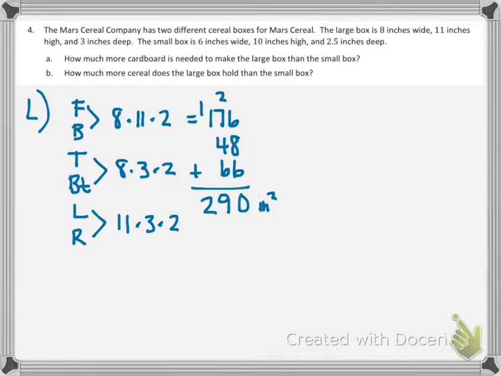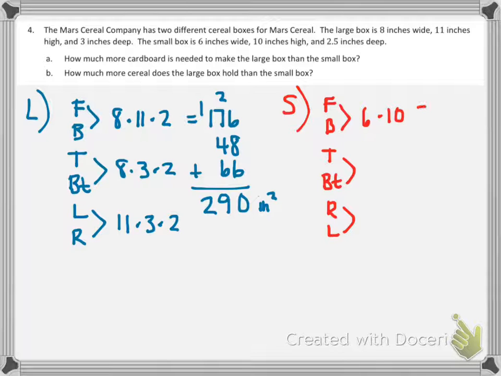And then if we do the small box, we'll put that one over here. The small box also has front and back together, top and bottom together, and a right side and a left side together. The small one is 6 times 10 times 2 for the front and the back, 6 times 2.5 times 2 for the top and the bottom, and 10 times 2.5 times 2. That will be the right and the left side.